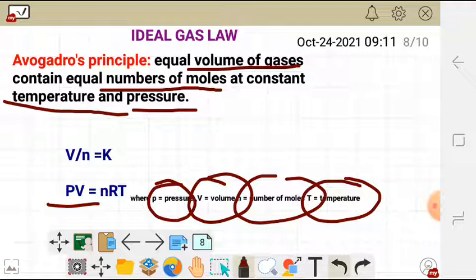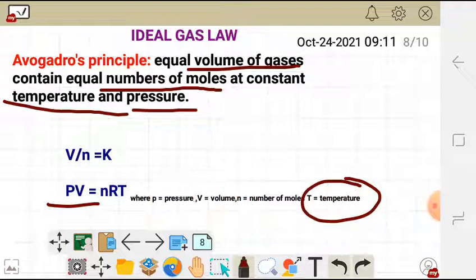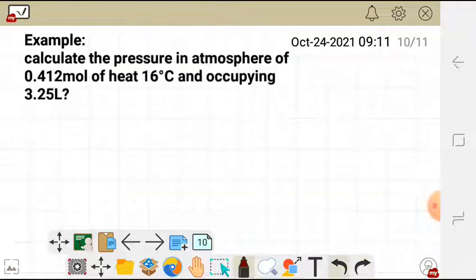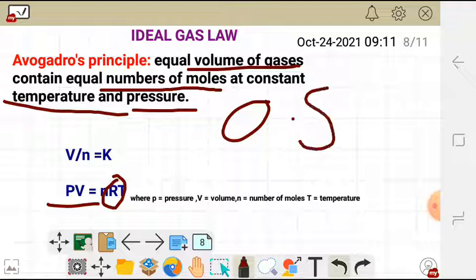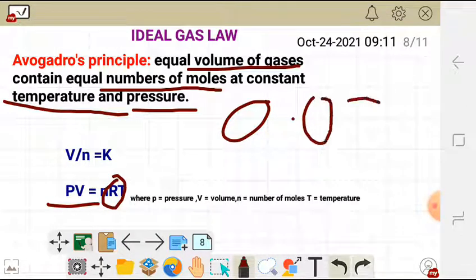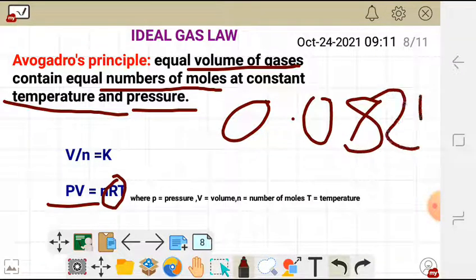So let's now calculate. Let's have an example. For example, they are saying calculate the pressure in atmospheres. So remember this R here, that R there, it's a constant. You are going to be given that. It can be 0.0821 in atmospheres per mole per kelvin.